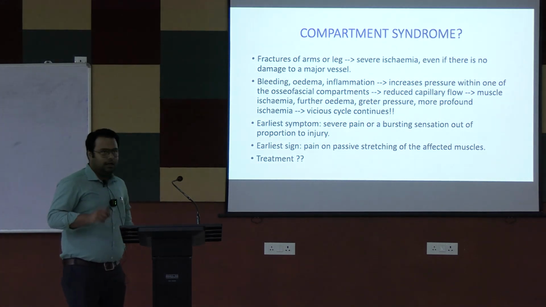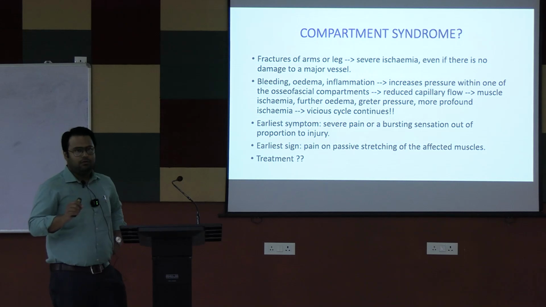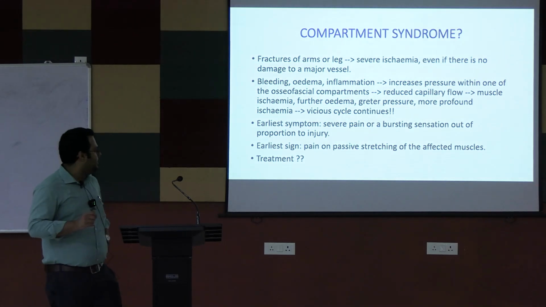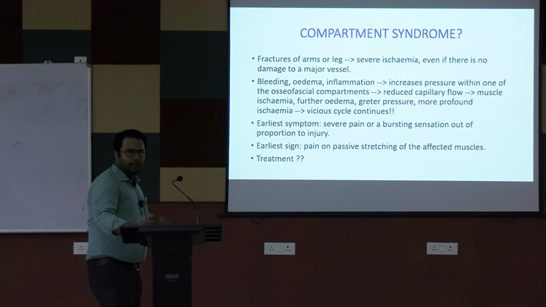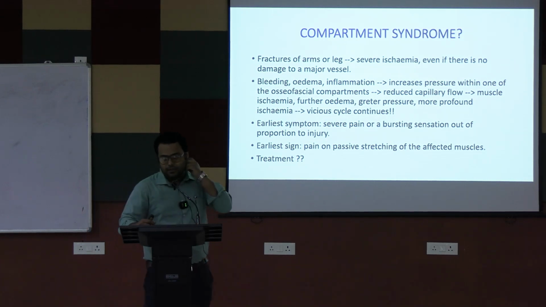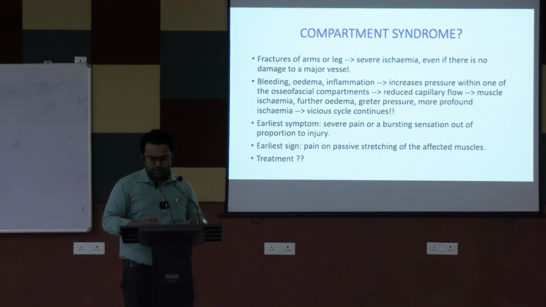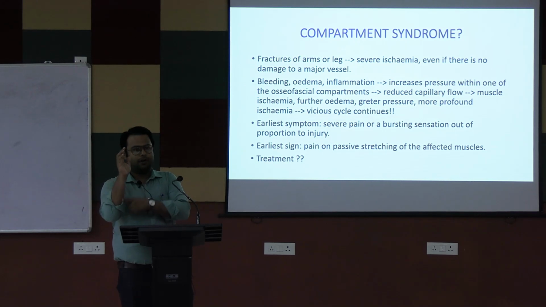Okay, the earliest symptom that a patient will tell you when developing a compartment syndrome is there will be severe pain or a bursting sensation, which is out of proportion to the severity of the injury. And the earliest sign that we'll find is pain on passive stretching of the affected muscles. Ischemic muscles are very sensitive to stretch. So suppose we have got ischemia of the volar compartment of the forearm. So if we stretch those muscles, the patient will complain of severe pain. Okay.